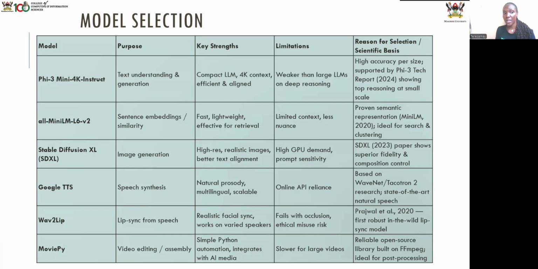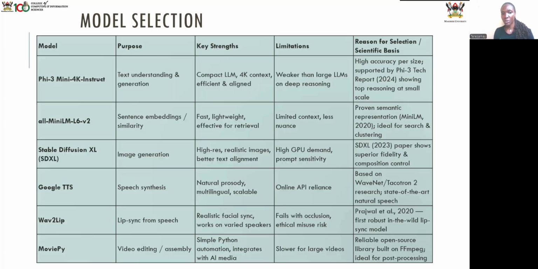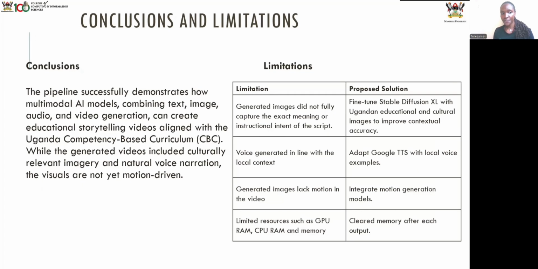So we have the Phi-3 Mini 4K instruct, all-MiniLM-L6-v2, Stable Diffusion, Google TTS, and MoviePy with their corresponding purposes, key strengths, limitations, and reasons for selection. The video that was generated was not perfect and it lacked motion. So we are looking into that.